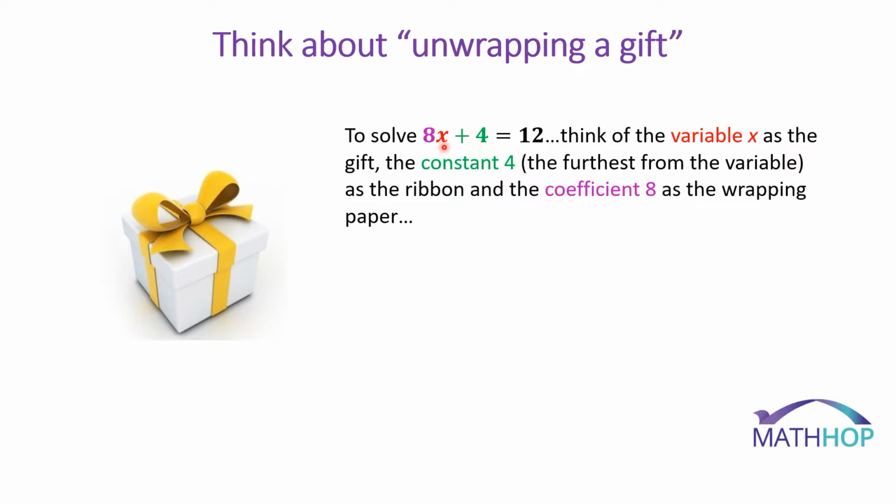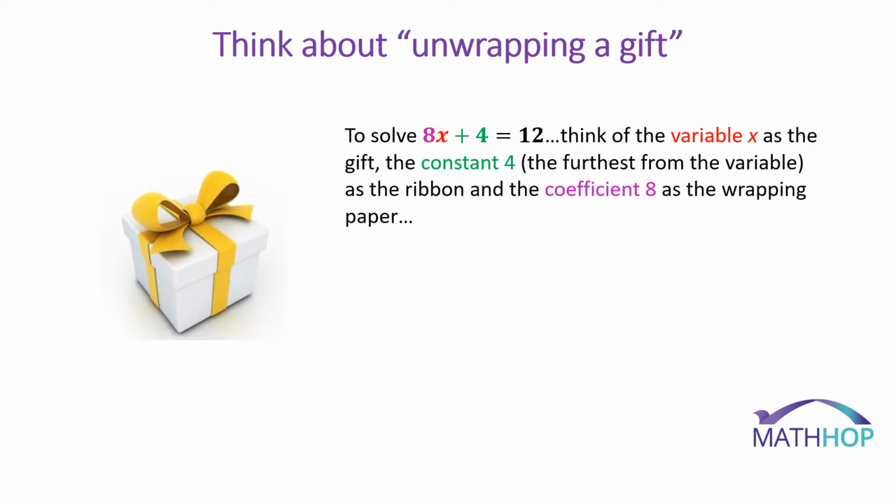gift that we're trying to get to. And the constant 4 is the furthest from that variable, and so it's the ribbon. And then the coefficient 8, the thing that's multiplied, that's going to be the wrapping paper. It's the closest to the variable.